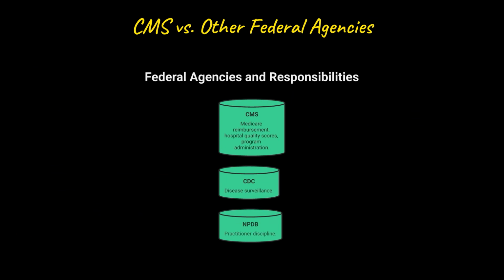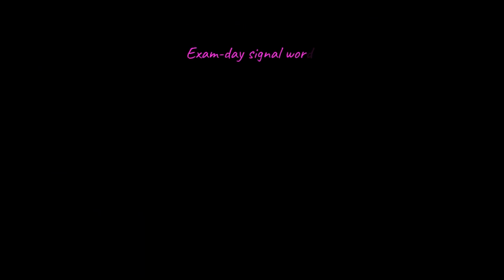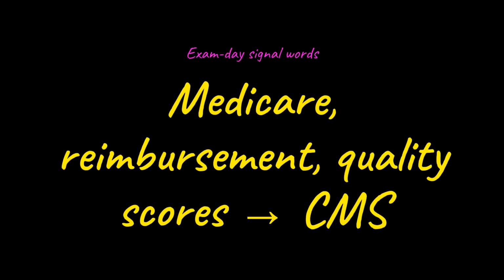The most common exam trap is mixing up CMS with other federal agencies. Disease surveillance belongs to the CDC. Practitioner discipline belongs to the National Practitioner Data Bank. Reimbursement rates and hospital quality scores belong to CMS. When an exam stem mentions Medicare reimbursement, hospital quality star ratings, or value-based purchasing, that is pointing directly at CMS, not the CDC, not the data bank, and not any other agency.